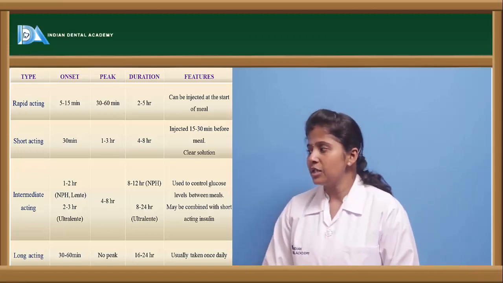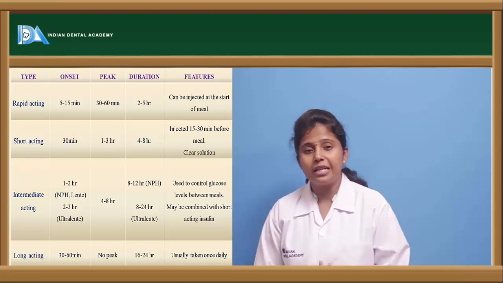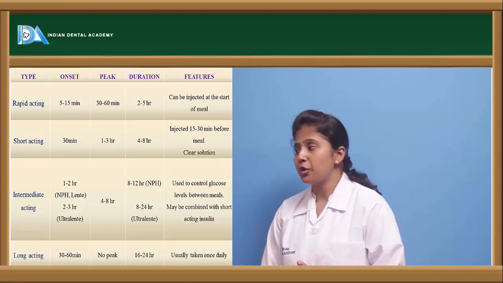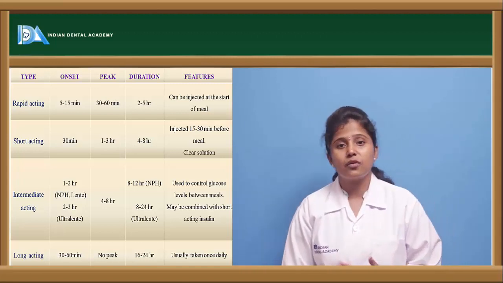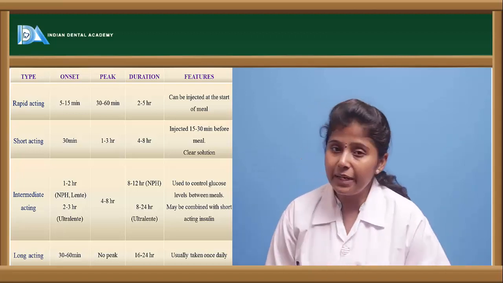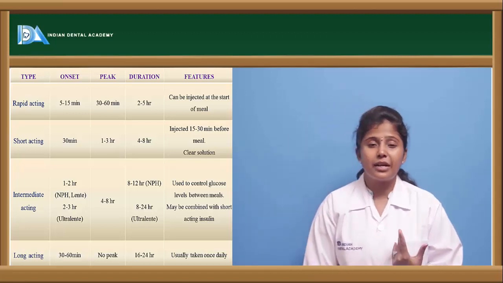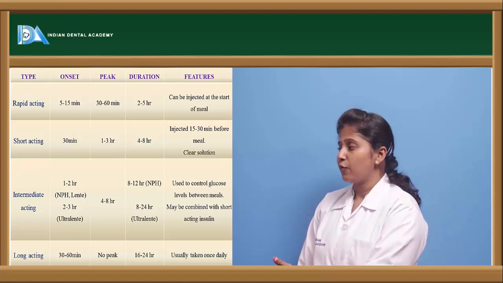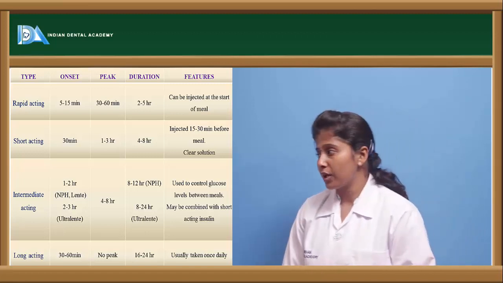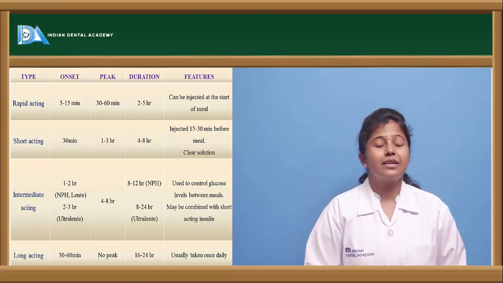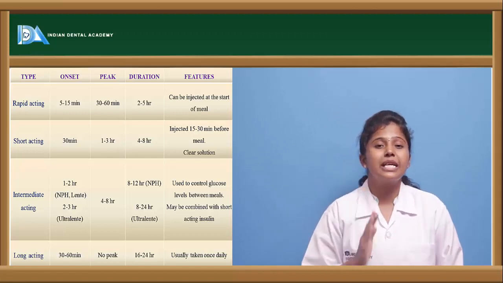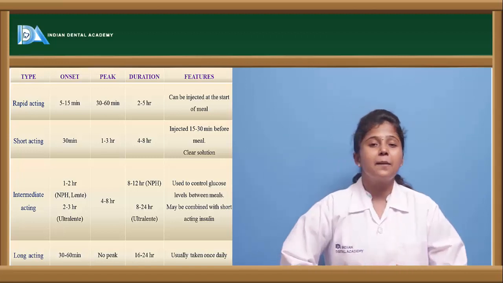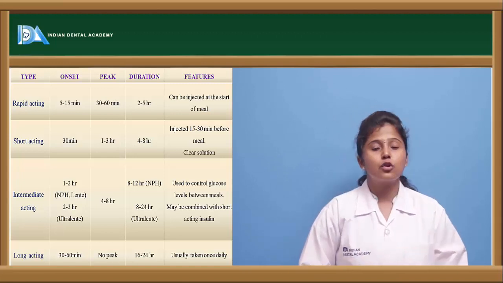In the intermediate acting insulins, NPH and lente have an onset of action of about 1 to 2 hours, whereas ultralente has an onset of action of 2 to 3 hours. The peak action is observed at 4 to 8 hours after administration. The duration of action of NPH is about 8 to 12 hours, and for ultralente about 8 to 24 hours. These are used to control glucose levels when administered in between the meals, and they can be combined with short acting insulin preparations in order to show a better effect.